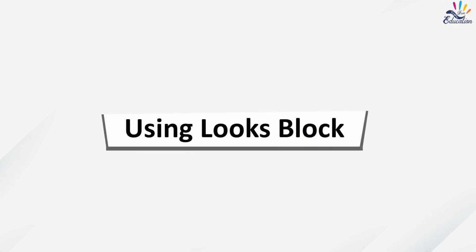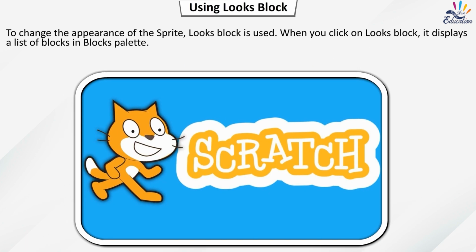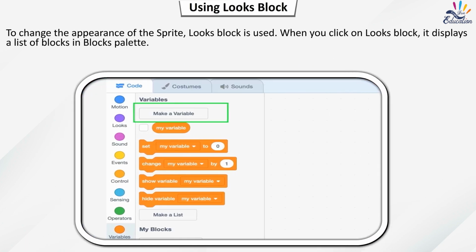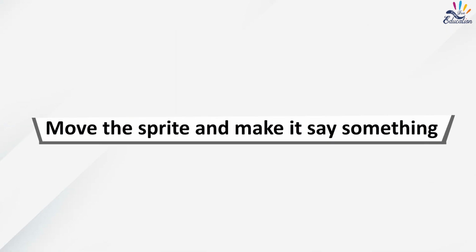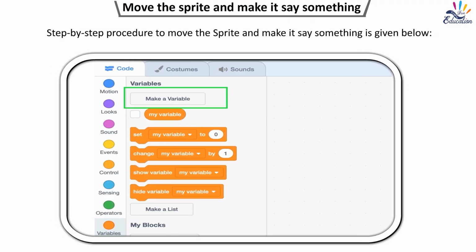Using Looks block. To change the appearance of the sprite, Looks block is used. When you click on Looks block, it displays a list of blocks in Blocks palette. Move the sprite and make it say something. Step-by-step procedure to move the sprite and make it say something is given below.